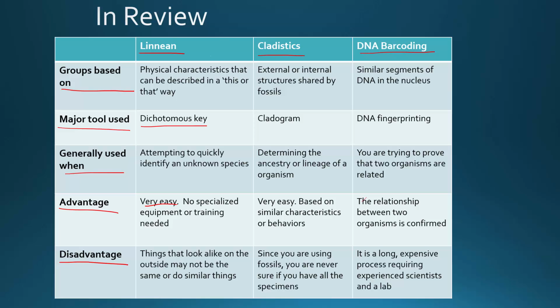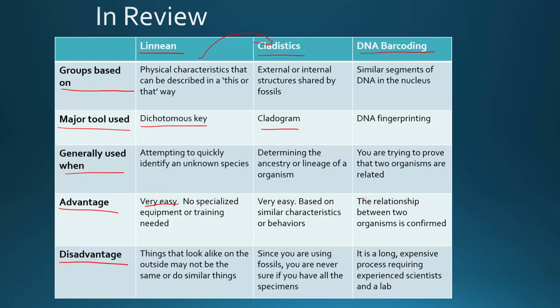Okay? The next evolution of classification came in with cladistics, and we group organisms based off of external or internal structures shared by certain fossils. The tool used is a cladogram. Again, it's that leaf structure where we have time going this direction, and then over time we have these advancements and different organisms evolve. So that is a cladogram, and it determines the ancestry or lineage of an organism. So that's how it's used.